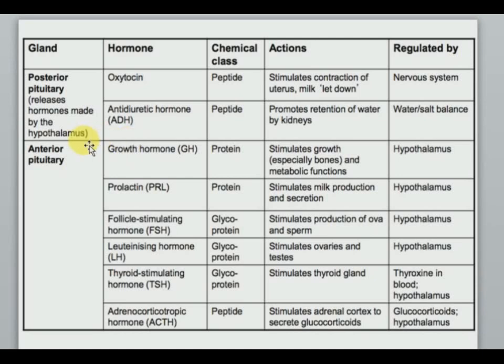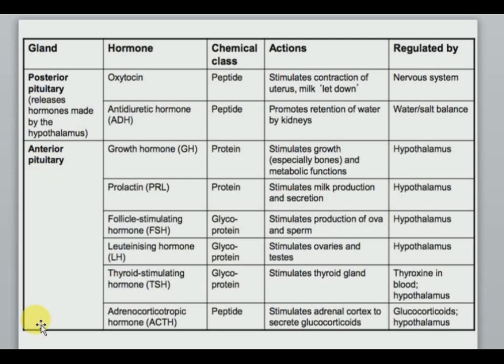And also, this ADH and oxytocin are actually formed in the hypothalamus, but they are stored in the posterior pituitary gland. Please bear that in mind. You can see that it is written here that it releases hormones made by what? The hypothalamus. You can see that there. All right.